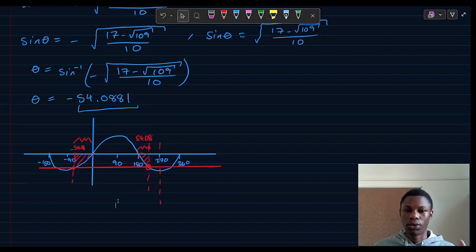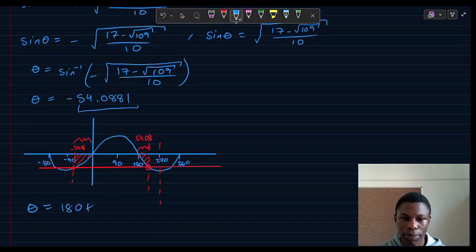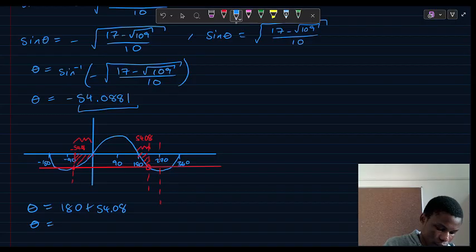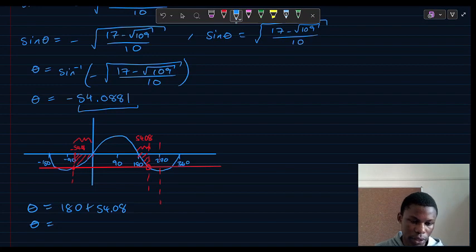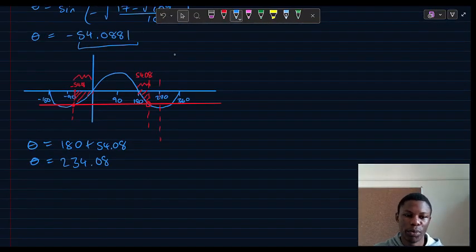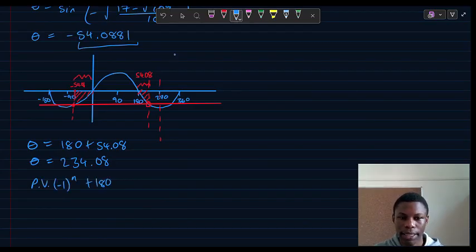But hopefully you can see that my next solution is going to come from just saying theta is 180 plus the 54.08 by symmetry. Theta is equal to 180 plus 54.08, which is 234.08. Alternatively, you could have used the formula that I mentioned, which is PV times negative 1 to the n plus 180n. When n is 1, I'm sure you get the same value.